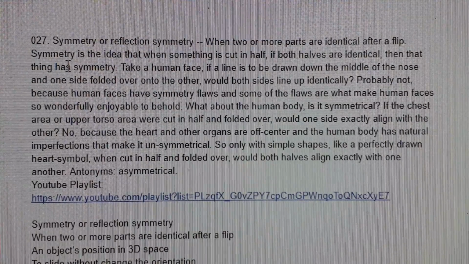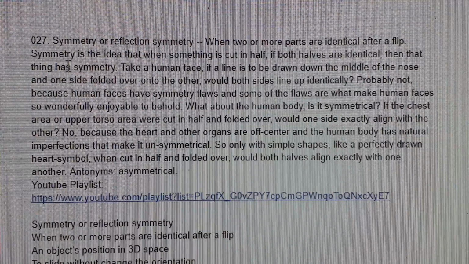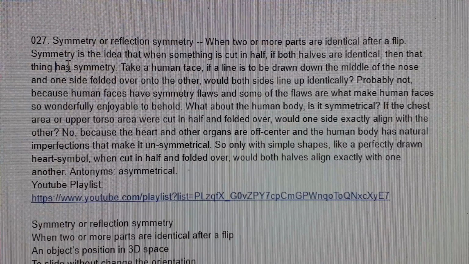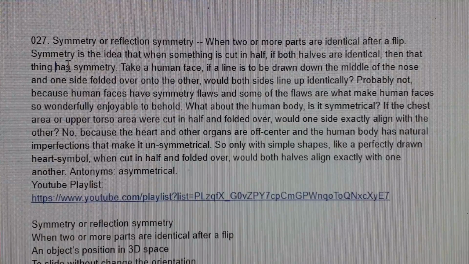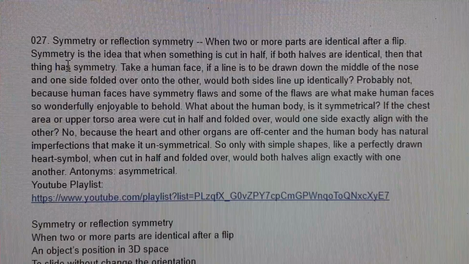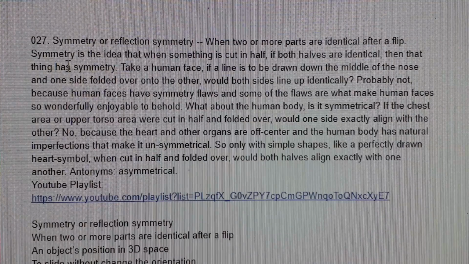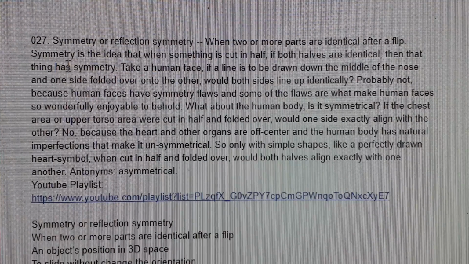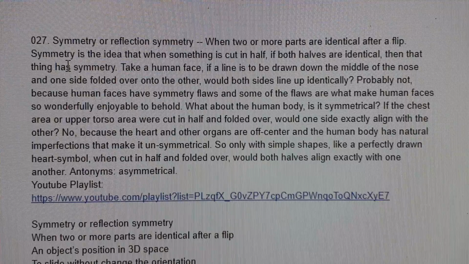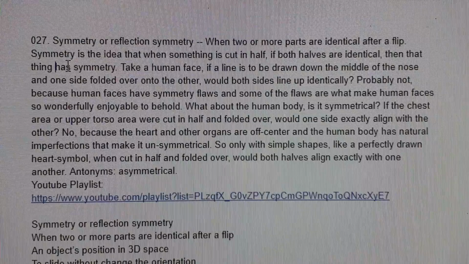If a line is to be drawn down the middle of the nose and one side folded over onto the other, would both sides line up identically? Probably not, because human faces have symmetry flaws, and some of the flaws are what make human faces so wonderfully enjoyable to behold. What about the human body?